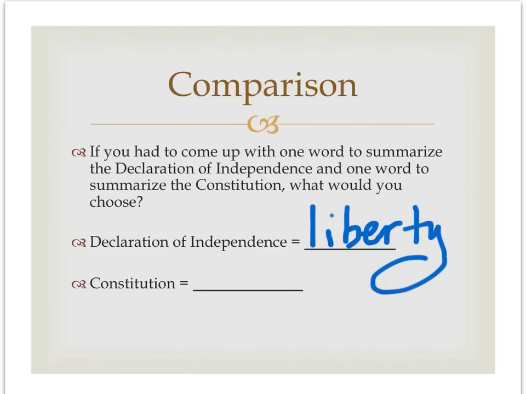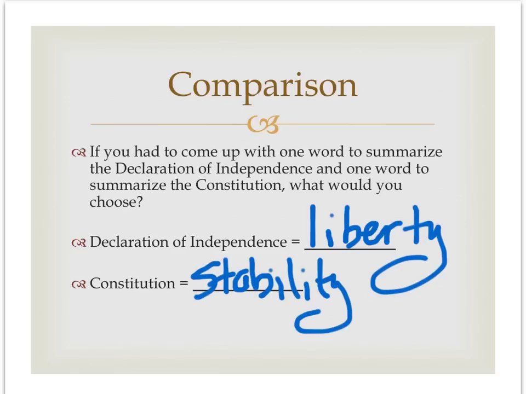For the Constitution, again, they're trying to create order where they don't feel enough exists. We've fought a revolution. We've won it. It's time to get on with real life and the building of a nation and prosperity. And to have that prosperity and successfully build the nation, you need stability. So the word for the Constitution would be stability.